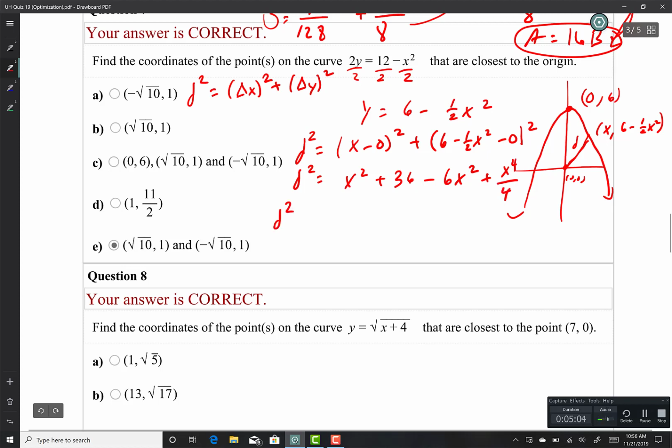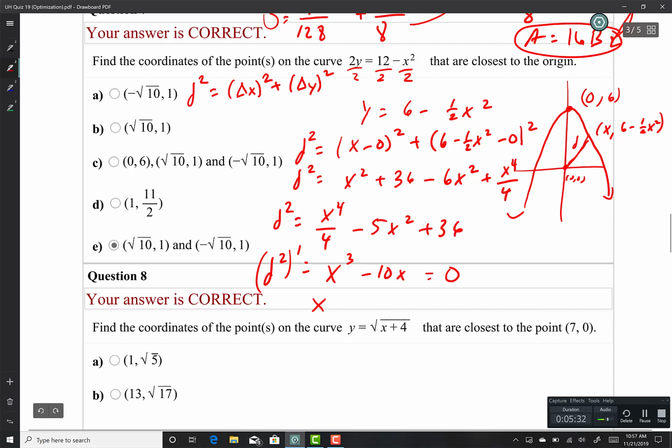So now, when I combine like terms, I'm going to put the highest degree first. x to the 4th over 4, and then 6x squared and x squared, that's going to be a minus 5x squared, and then plus 36. This is what I want to minimize, so this is what I'm going to take a derivative of. So the derivative of this guy is x cubed minus 10x, and I'm going to equal that to 0.